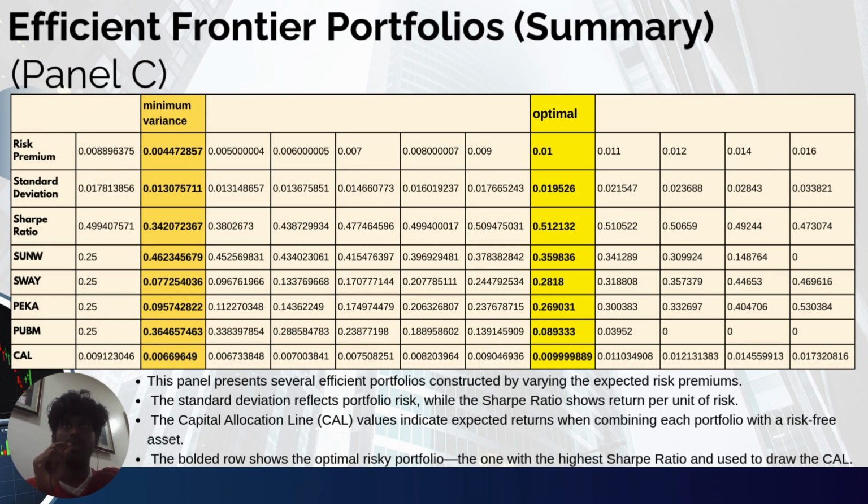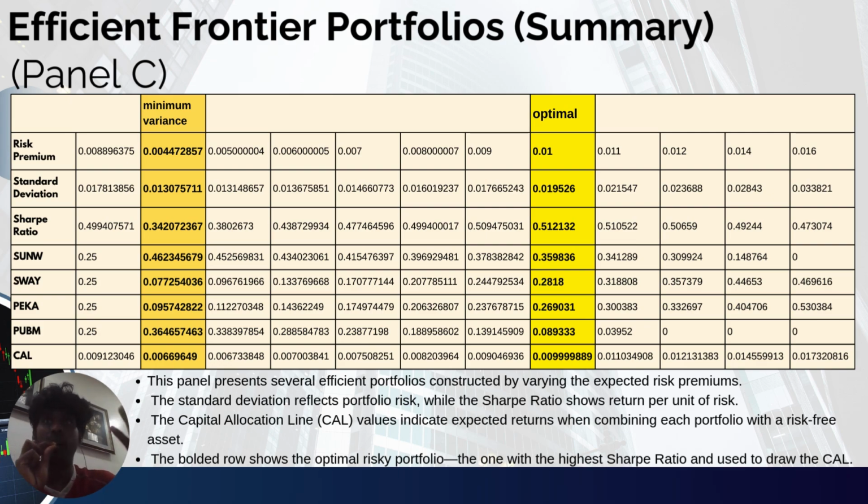All right, so in this slide, we are looking at panel C of the efficient frontier portfolio summary. This table shows several portfolios constructed by varying the expected risk premiums, and it helps to identify the optimal risk-return combination from all of these. Starting from the left, we have the minimum variance portfolio. This portfolio has the lowest standard deviation, which is around 0.0131, indicating the least amount of risk. However, its Sharpe ratio is also relatively low, around 0.342, which means less return per unit of risk.